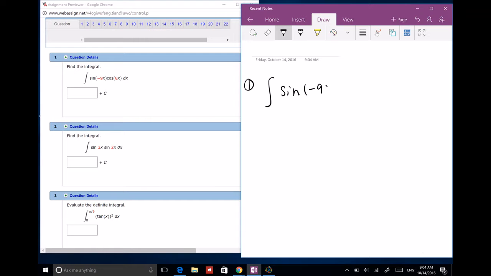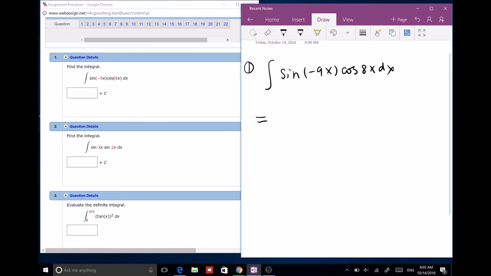Sine negative 9x cosine 8x dx. Sine cosine. So this one, we have to use the trigonometry product, and you have to combine these two. There are formulas you need to memorize. Sine alpha cosine beta equals half of sine alpha plus beta plus sine alpha minus beta. This is the formula you are going to use for this one.